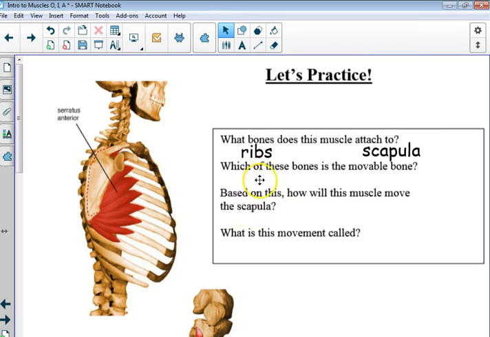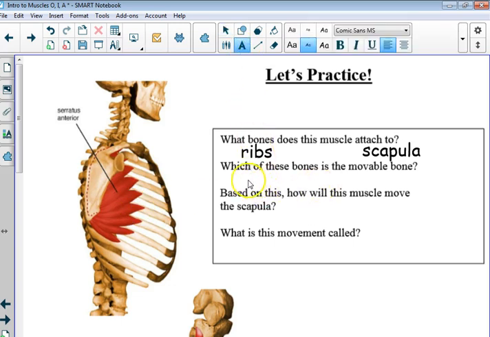And so then the next question is, which of these bones is the movable bone? Do ribs move? Are ribs going to be pulled closer to the scapula, or is the scapula going to be pulled closer to this side of the rib cage? And so I hope in your mind you know that ribs barely move at all. And the scapula is a much more movable bone. So I'm going to answer this with the word scapula. The scapula is our movable bone.